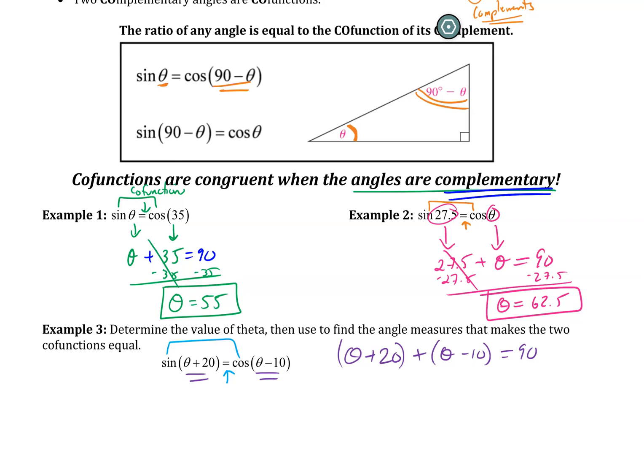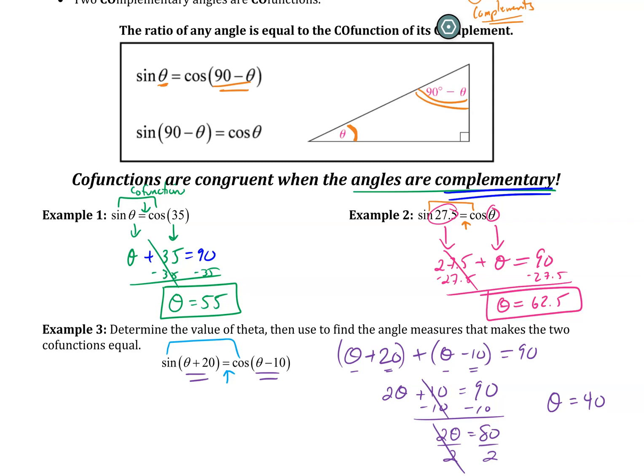So we can just combine like terms. I've got a theta and a theta here, so that's 2 thetas. I've got a positive 20 and a negative 10, so that's just going to end up being positive 10, equal to 90. I have just a two-step equation here to solve, so if I subtract 10 from both sides, I get 2 theta is equal to 80. Divide each side by 2. We get theta to equal 40.